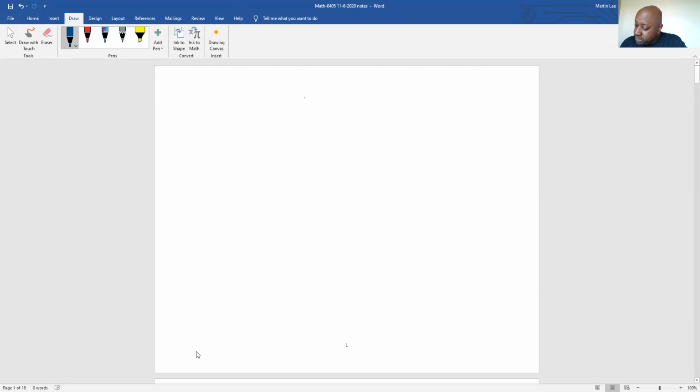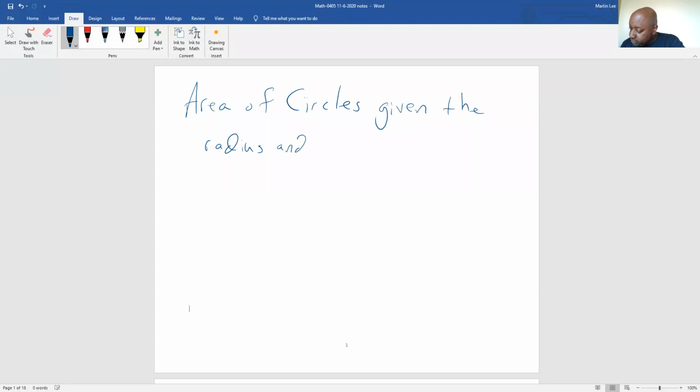So today we're going to talk about the area of circles. Is that showing up okay? You can see where I'm writing this? Yes. Okay. So we're going to find the area of circles given the radius and diameter.